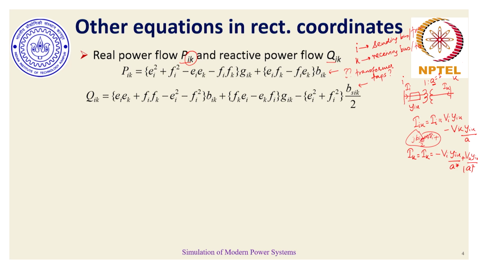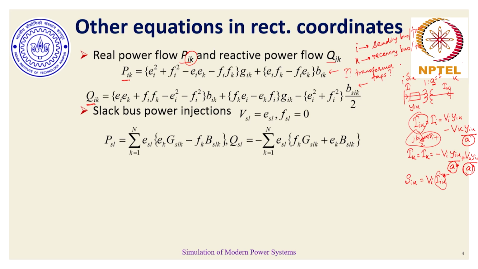But given these current expressions, you can then find the forward flow of power, which would be S_ik, the complex flow of power from bus i to bus k, which would be V_i into I_ik conjugate. If I_ik is to be replaced in terms of this conjugate here, you would see a difference in these expressions of P's and Q's. The difference would be that you would also have presence of transformer tap a in these expressions.